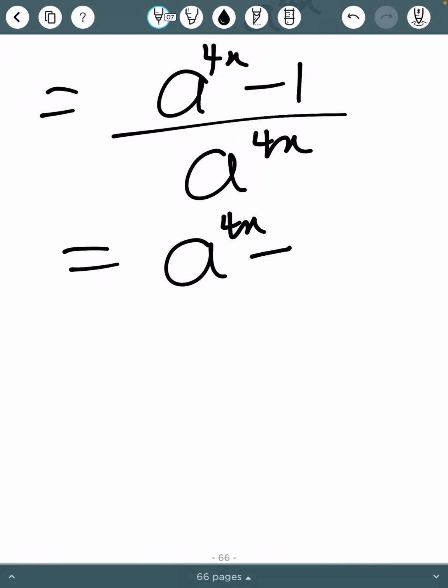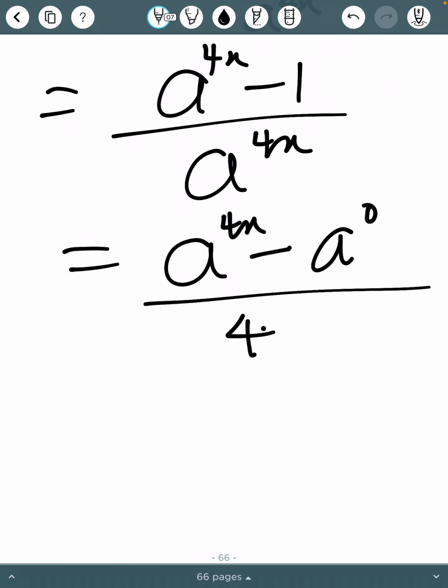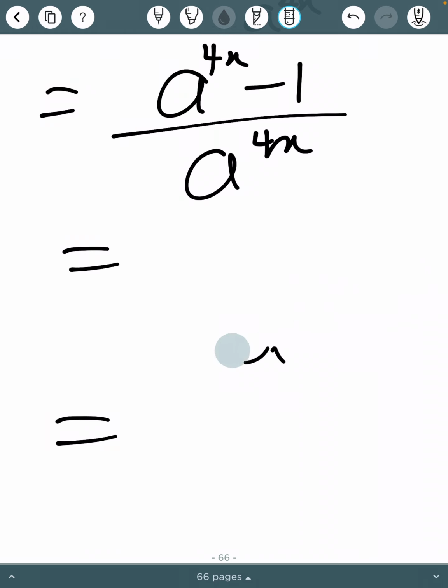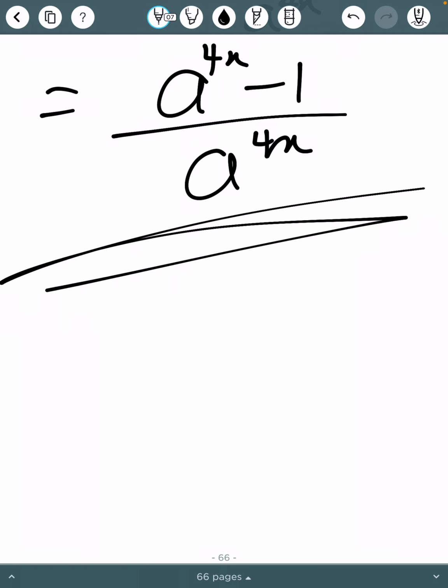1 is the same thing as a raised to the power 0. So over what? Over a raised to the power 4x divided by a raised to the power 4x. So that will give me 1. I think let me just leave it like this. It's simple enough like this. At least it compresses the equation to a reasonable extent. That's my answer. That ends exercise 4.2.